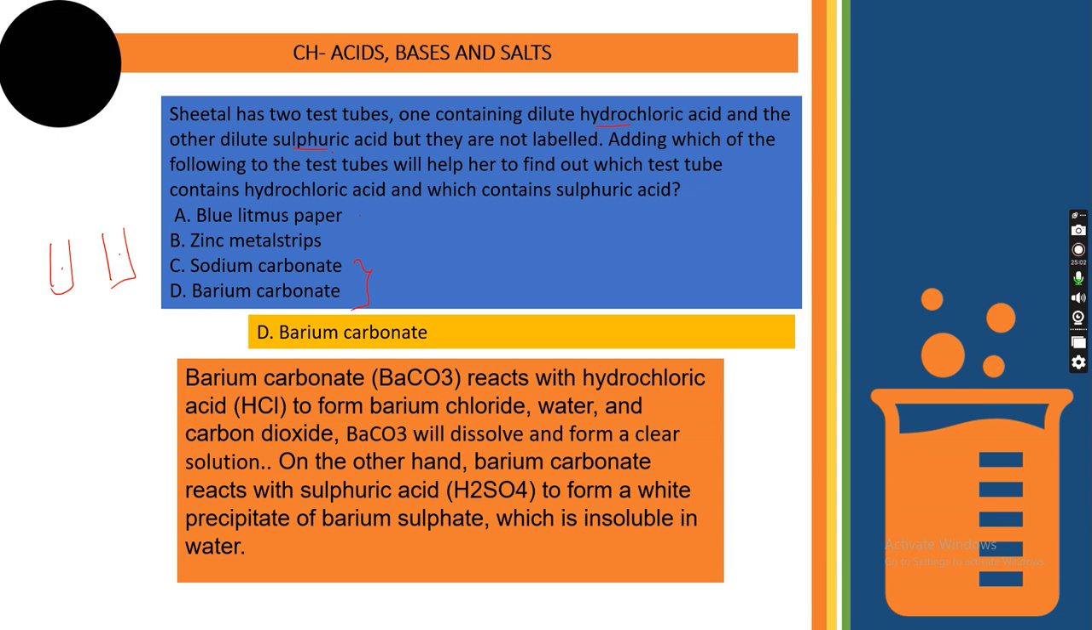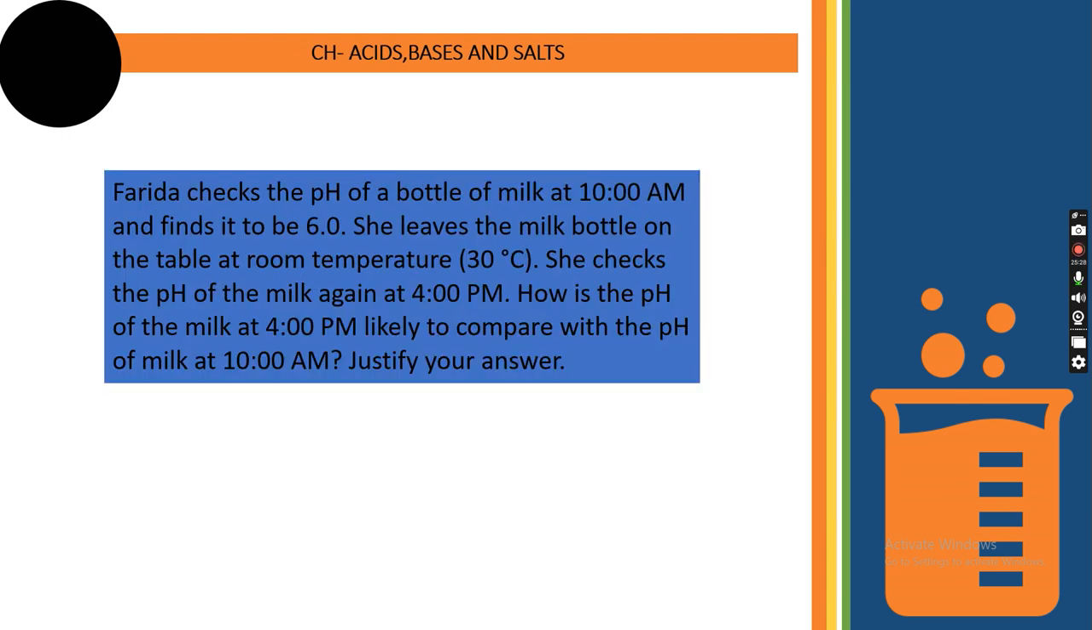As I've said, barium carbonate reacts with HCl, it forms barium chloride, water and carbon dioxide, and barium chloride will dissolve and form a clear solution, in case of HCl. H2SO4 में क्या होगा? It forms a white precipitate of barium sulfate, which is insoluble in water. So that's how you know which one is HCl, which one is sulfuric acid. All the reactions given in the book are very important, so you should know.